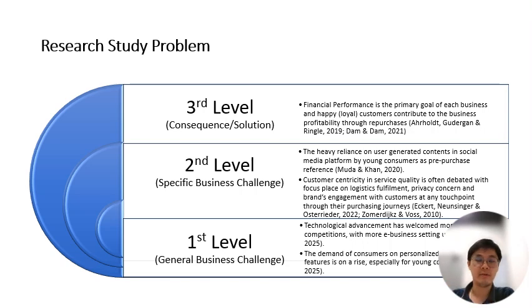Before we go in depth into the four IVs, this will be the study problem, the research problem that we are having now. In general, we all know that technology advancement has welcomed more competitors because everyone now sells online. More specifically, in fashion jewelry, especially young consumers like to go into online communities to make reference to user generated content.